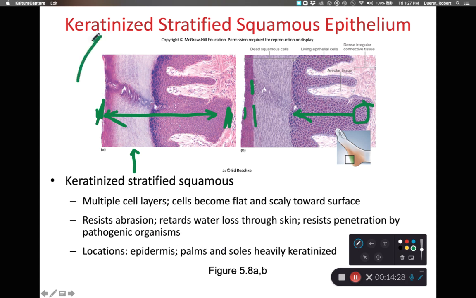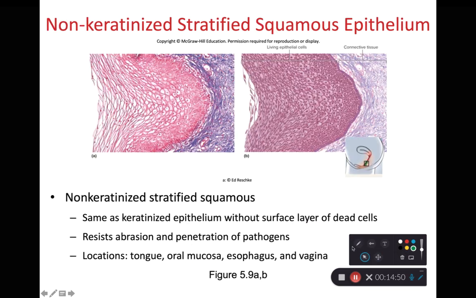We find that we have keratinized stratified squamous epithelium present on the surface of our bodies. In particular, on our palms and the bottom of our feet, we have thick skin that has excessive keratinization. And that's good because the palms of our hands and the bottom of our feet are exposed to an excessive amount of abrasion relative to other parts of our bodies.